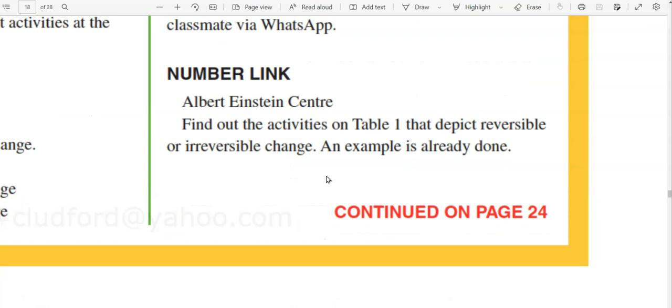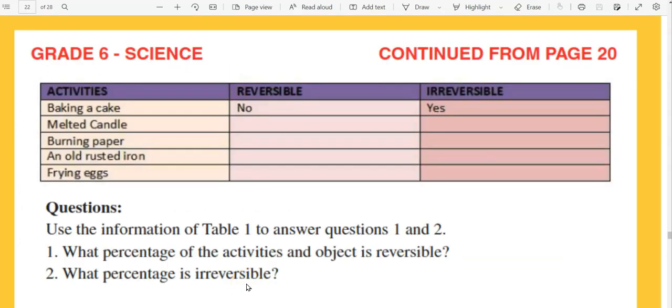Number Link at the Albert Einstein Center. Find the activities on table 1 that depict reversible or irreversible change. An example is done for you already. And here is our table. We have activities, whether it is reversible or it is irreversible. So the one that they did was baking a cake. Is it reversible? No. Therefore, it is yes, irreversible. What about a melted candle, burning paper, an old rusted iron?